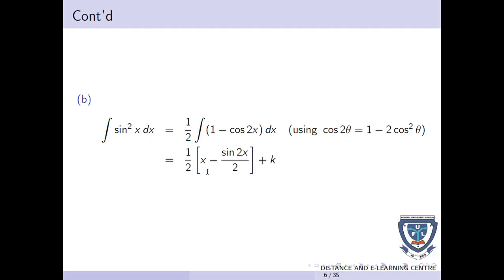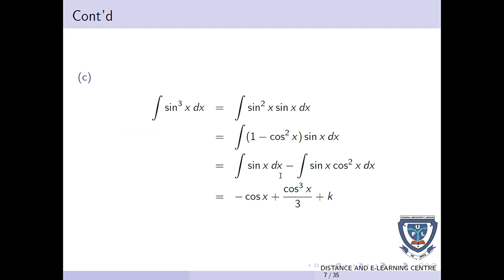in bracket x minus sine 2x over 2, because integrating 1 with respect to x will give us x. Then integrating cos 2x with respect to x will give us sine 2x over 2. Now this is the final answer.